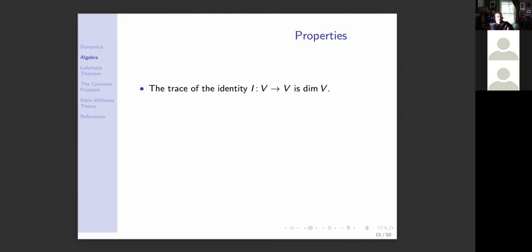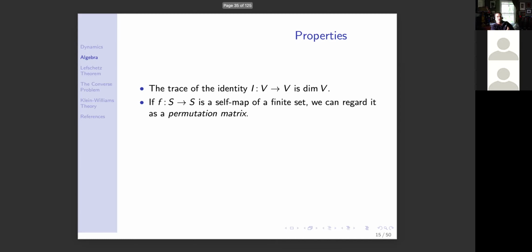That's one thing. And if you have a self map of a finite set, we can regard that self map as a permutation matrix. So that's an endomorphism of a vector space whose basis is S, if you like. And then the trace of that permutation matrix is the same thing as the number of fixed points of the self map F. That's obvious because the diagonal entries are 1, and every diagonal entry corresponds to a fixed point.